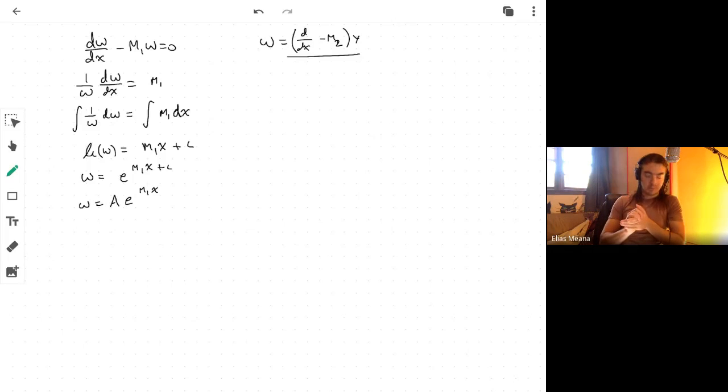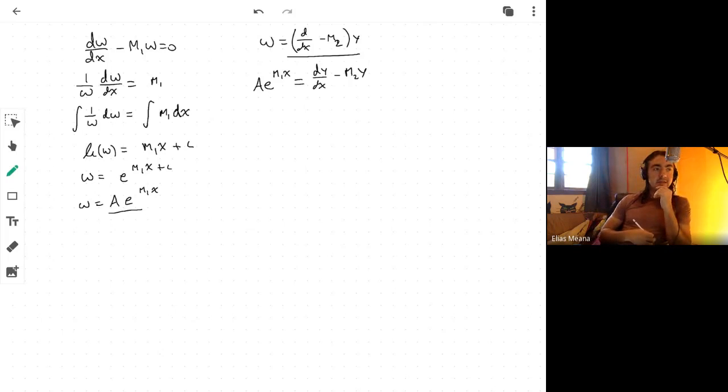Just as before then. Okay, so now we have to set these two things equal to each other because they're both omega. We now have A e to the m1x equals, and now I am going to expand it out, dy by dx minus m2y. Okay, so that's nice because this is a first order differential equation.